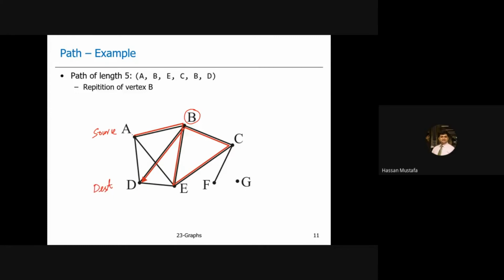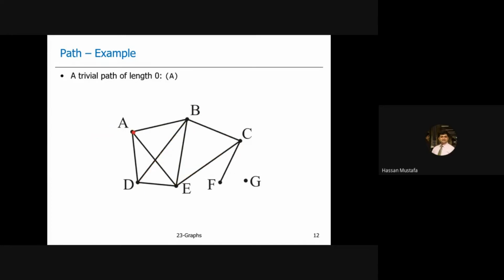From the source node, I've taken certain edges, and upon those actions, I have repeatedly visited this vertex B. This is a behavior that we would like to keep in mind, because some algorithms focus on keeping this repetition to a minimum, or just try to avoid this repetition of vertices in a path. So that's another example of a path. If I just list down the vertices, they are A, B, E, C, B, D. So B is repeated here.